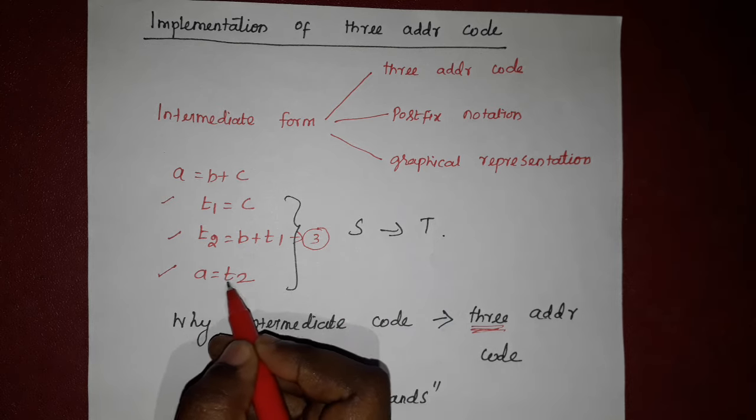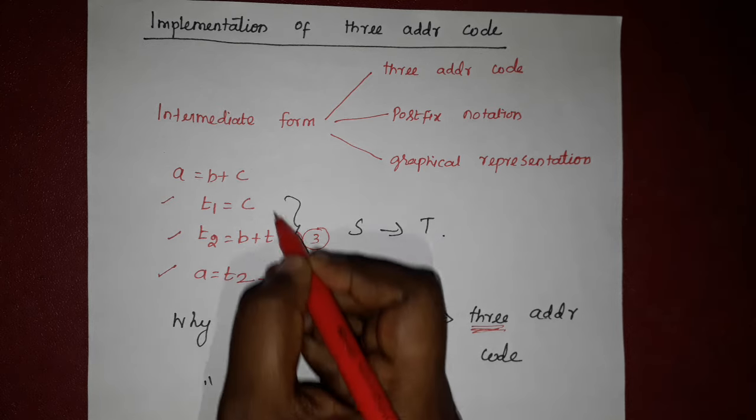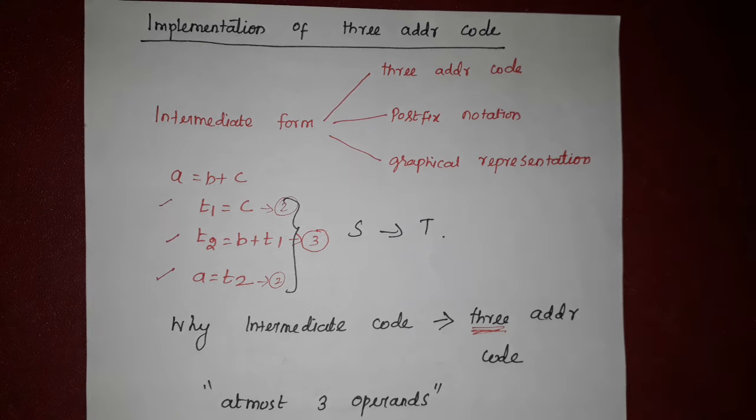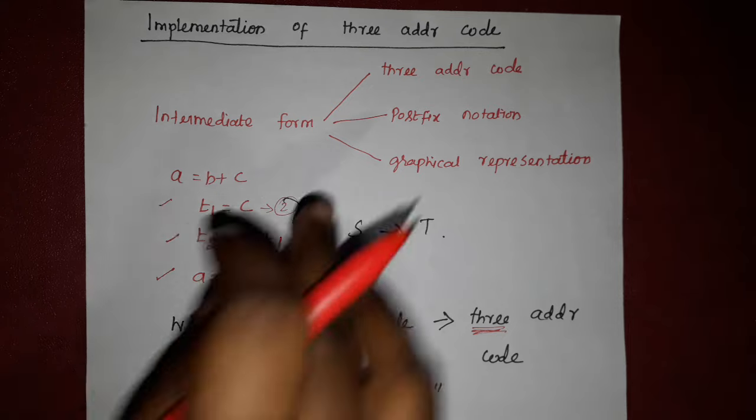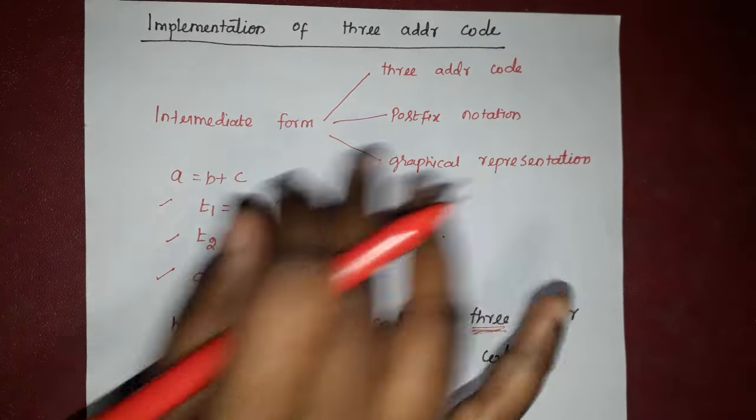The last statement is a is equal to t2. It consists of two operands. So in every statement, in every expression, there will be only three operands at most. It does not have more than three operands, but it may have less than three operands. That's why intermediate code is called three address code.